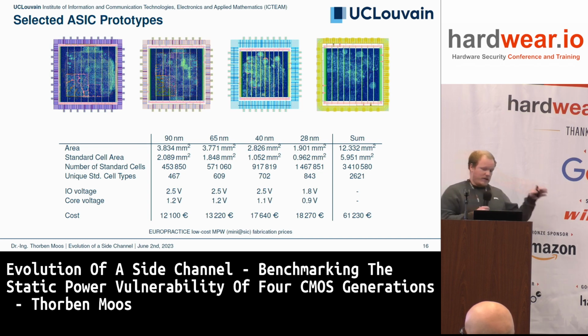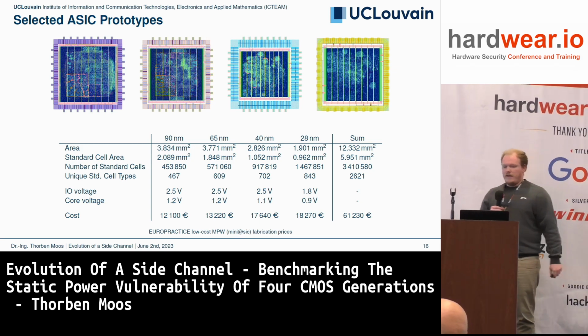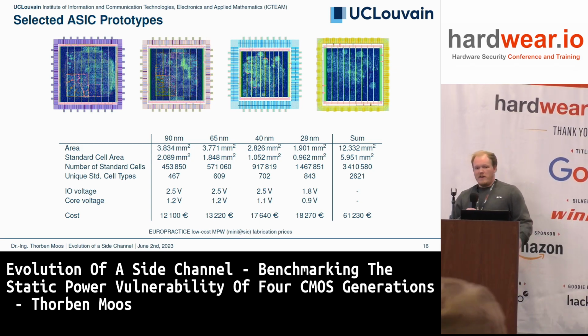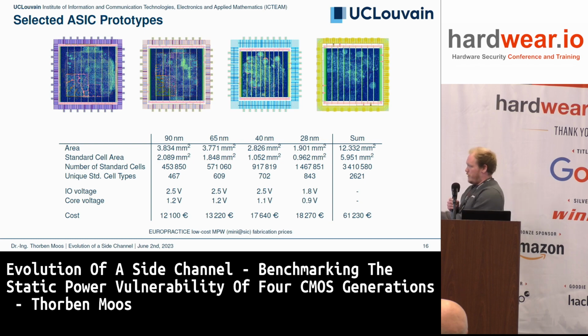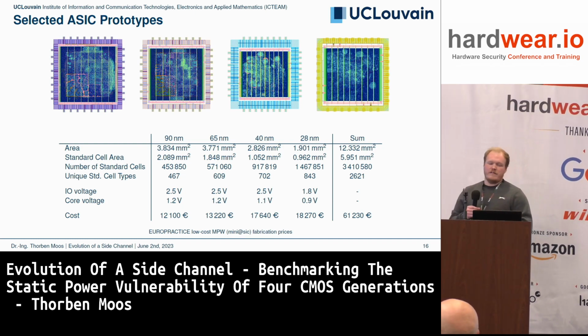Now here are some details about the chips that we have prototyped. You can see the 90 nanometer one is actually the largest in size. So although the figures are the same size, the chips are not the same size. The 28 nanometer chip, the yellow one on the right side, is roughly half as large as the one on the left side.